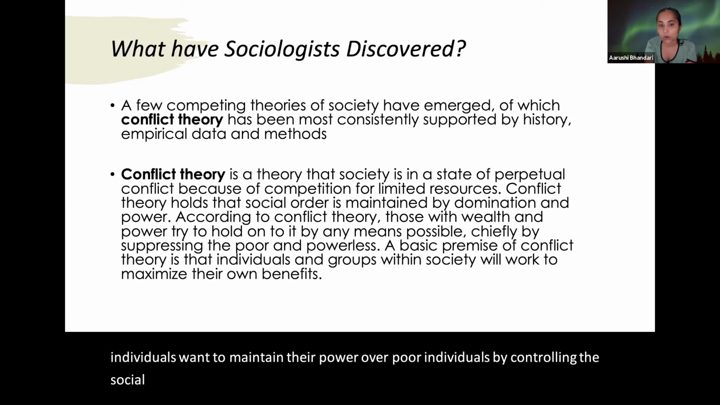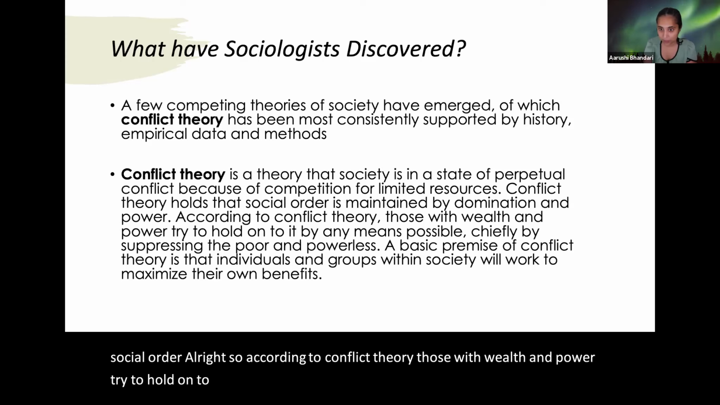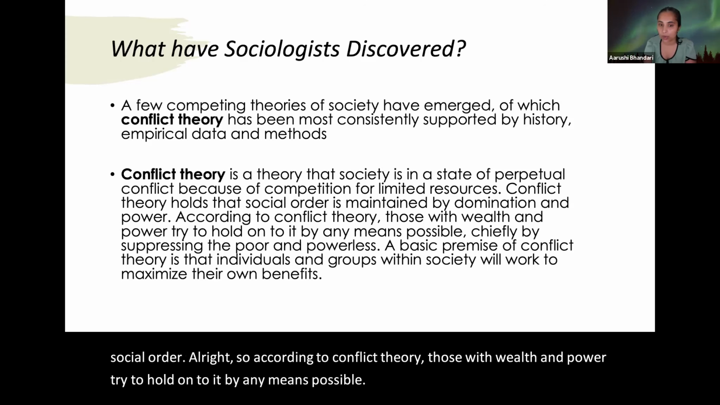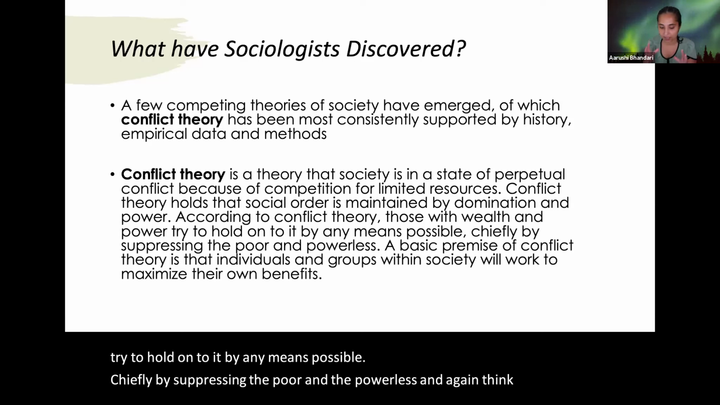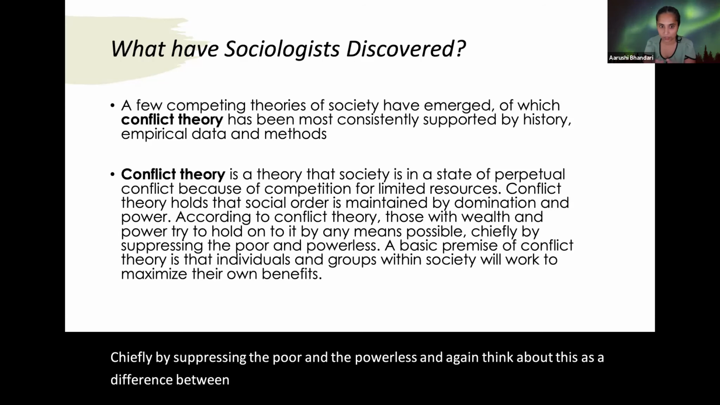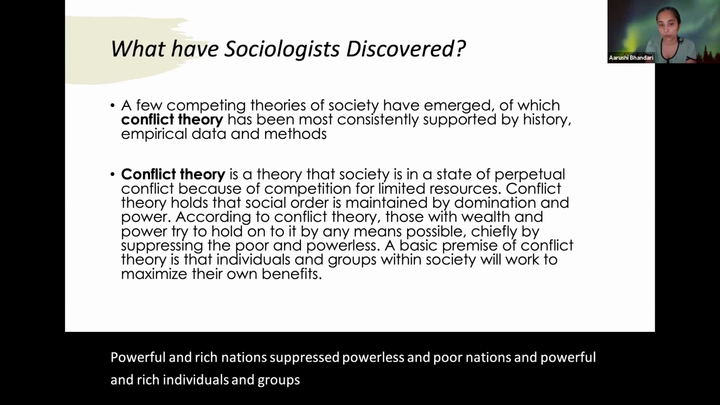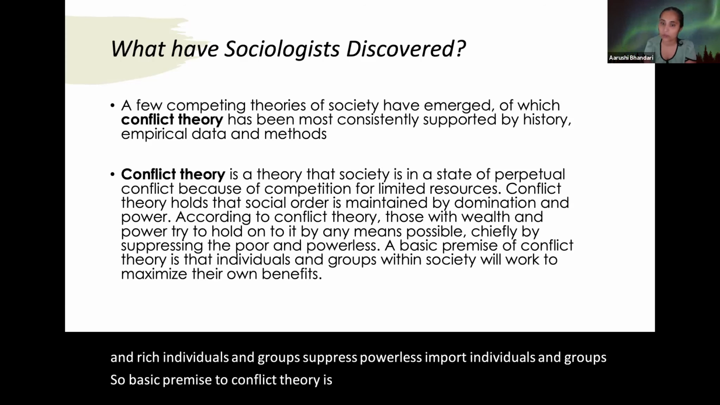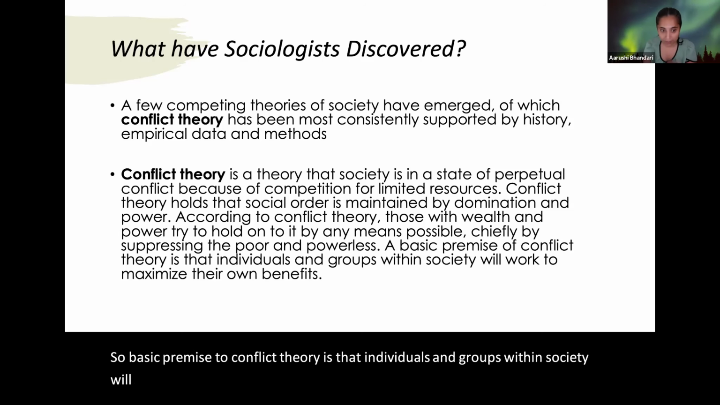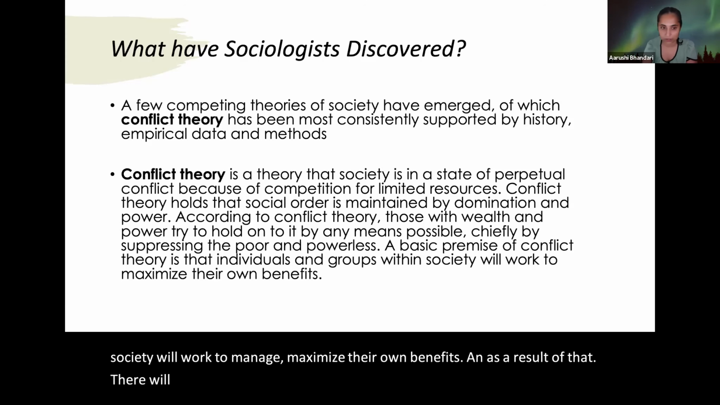All right, so according to conflict theory, those with wealth and power try to hold on to it by any means possible, chiefly by suppressing the poor and the powerless. And again, think about this as a difference between individuals as well as a difference between countries. Powerful and rich nations suppress powerless and poor nations, and powerful and rich individuals and groups suppress powerless and poor individuals and groups. So a basic premise of conflict theory is that individuals and groups within society will work to maximize their own benefits, and as a result of that, there will be constant conflict in society.